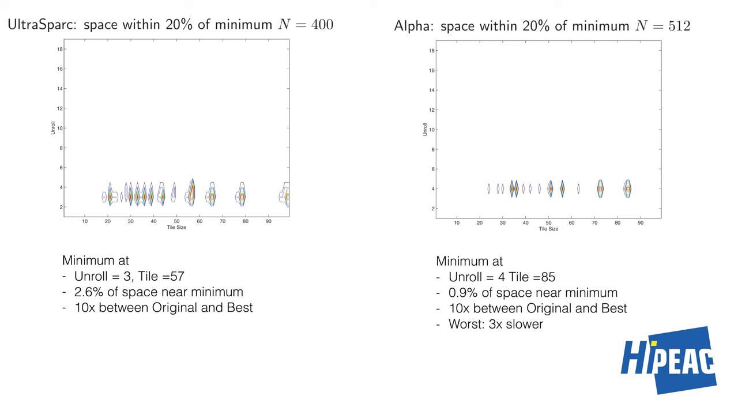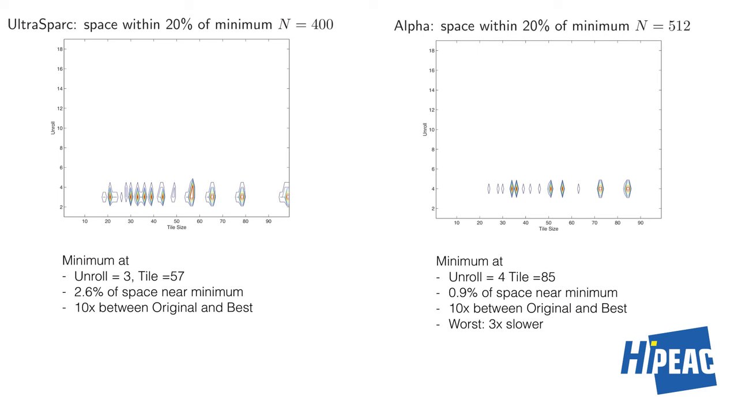An Alpha, a more aggressive machine at the time, actually had, again, a similar unroll factor around 4, but tile size now 85. Again, nobody would have ever predicted that. Only a very tiny part of the space is near the minimum. It's like what they call a golf green optimization space, the tiny hole of good spots, lots of flat nothing. And again, 10 times difference in the original and the best code.